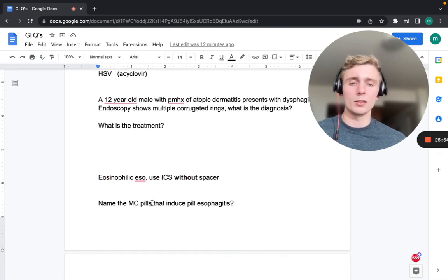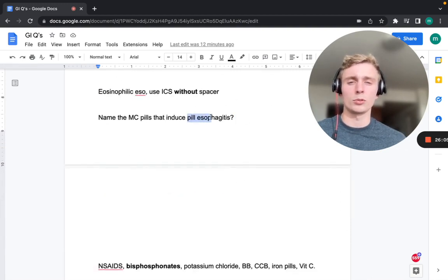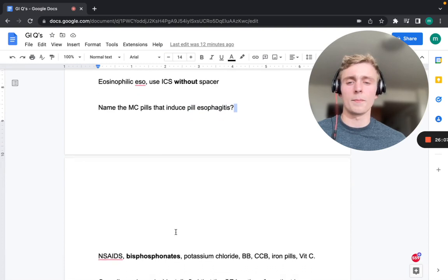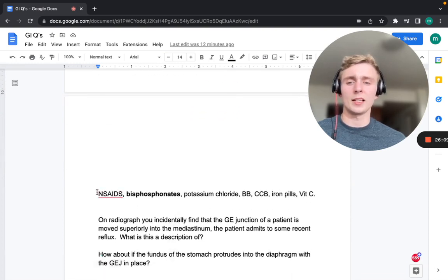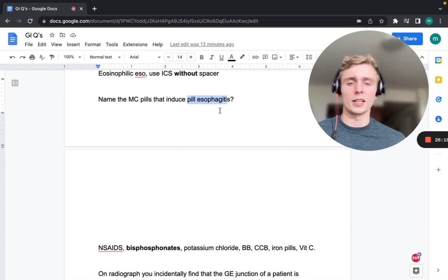Name the most common pills that induce pill esophagitis. There's a few that we definitely need to know, and sometimes they even give you some of the most obscure ones too in the vignette. So NSAIDs, of course, can cause it. Bisphosphonates is the most important one to know. Bisphosphonates are most common to cause pill esophagitis, importantly.